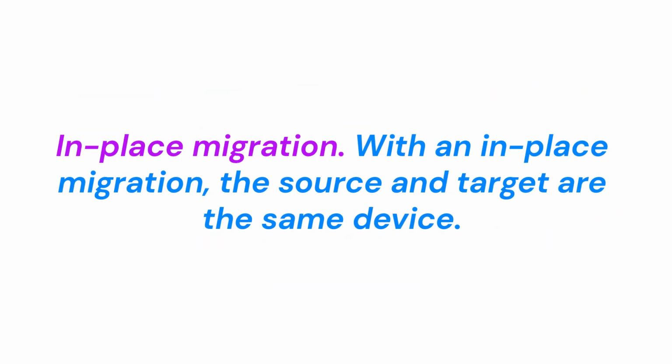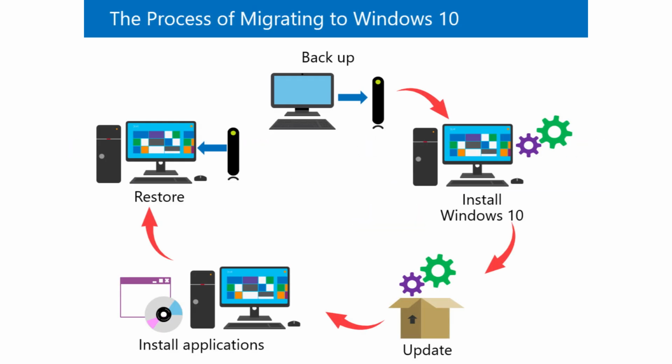With an in-place migration, the source and target are the same device. The migration process includes the following steps: backup, install Windows, update, install applications, restore.